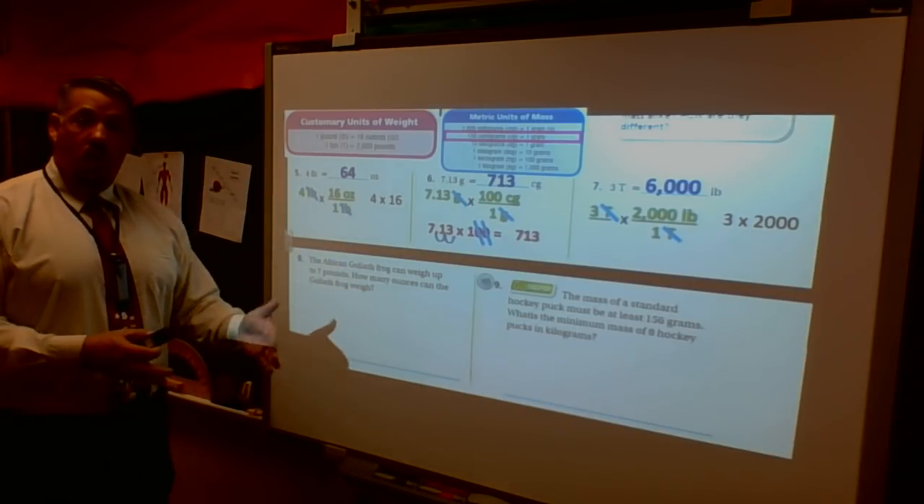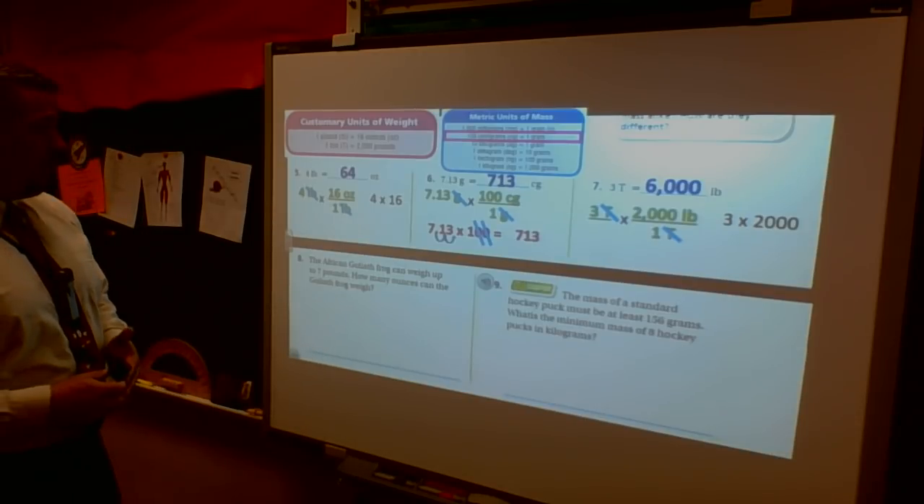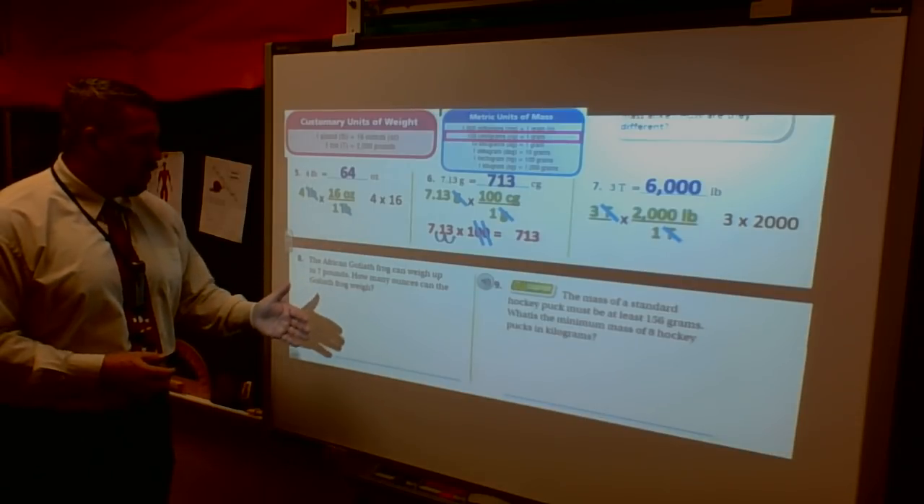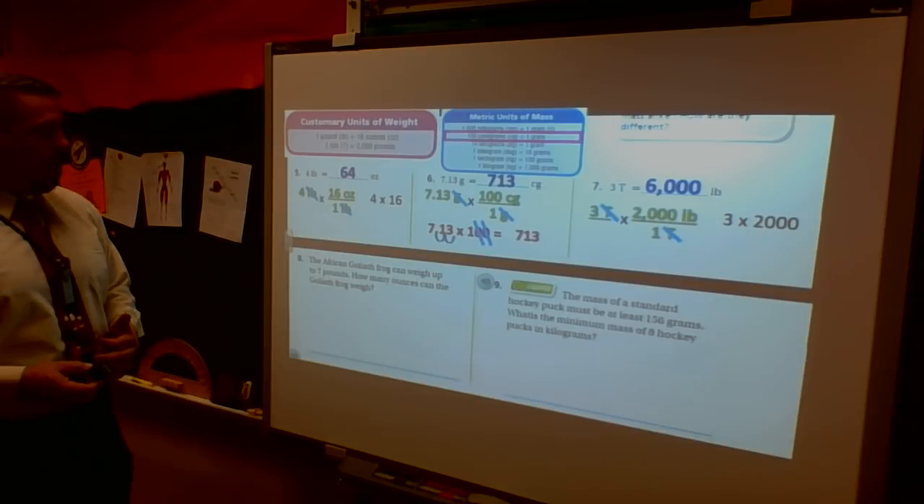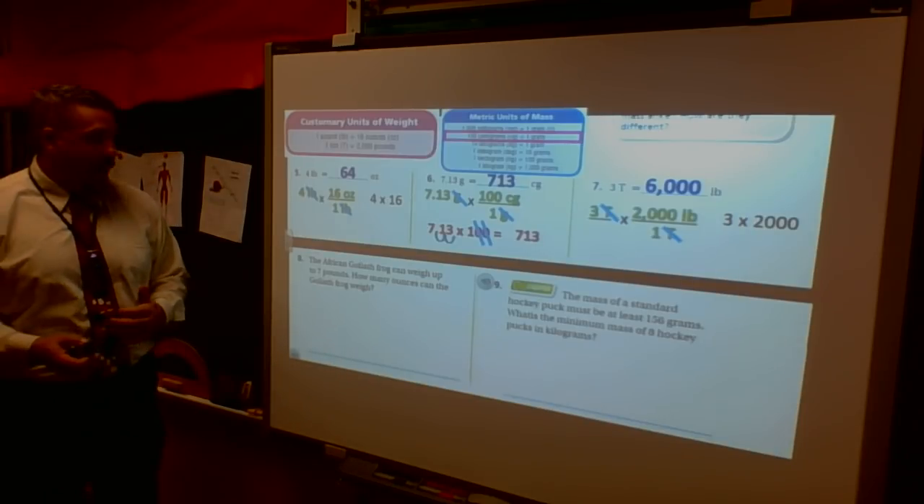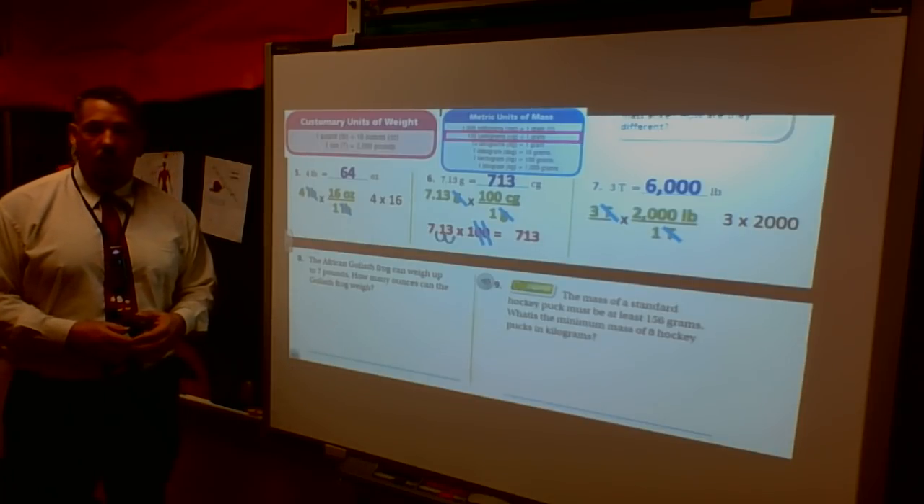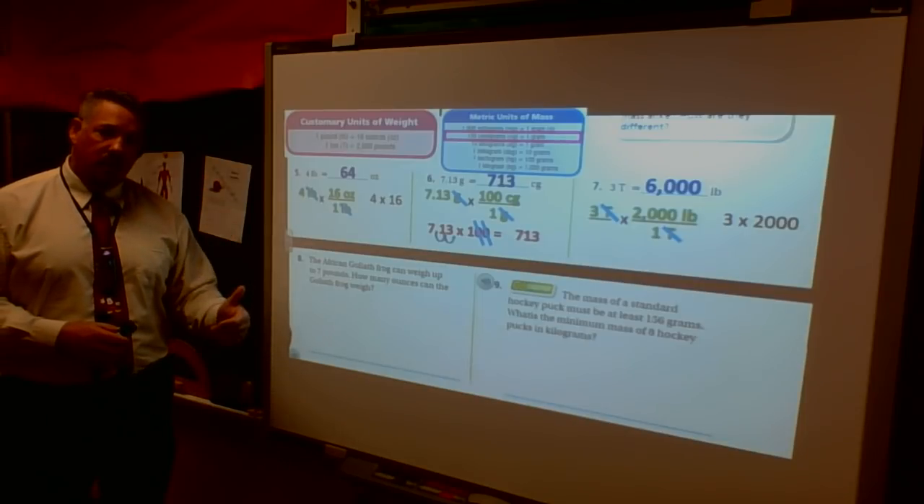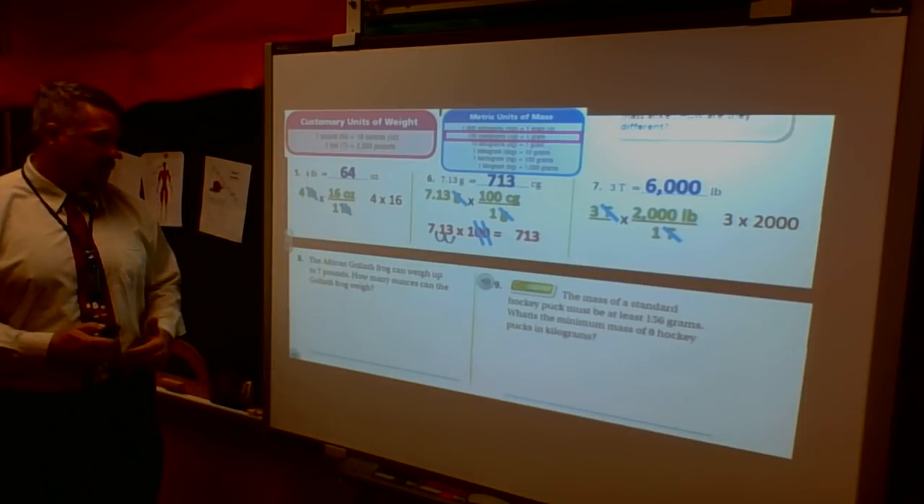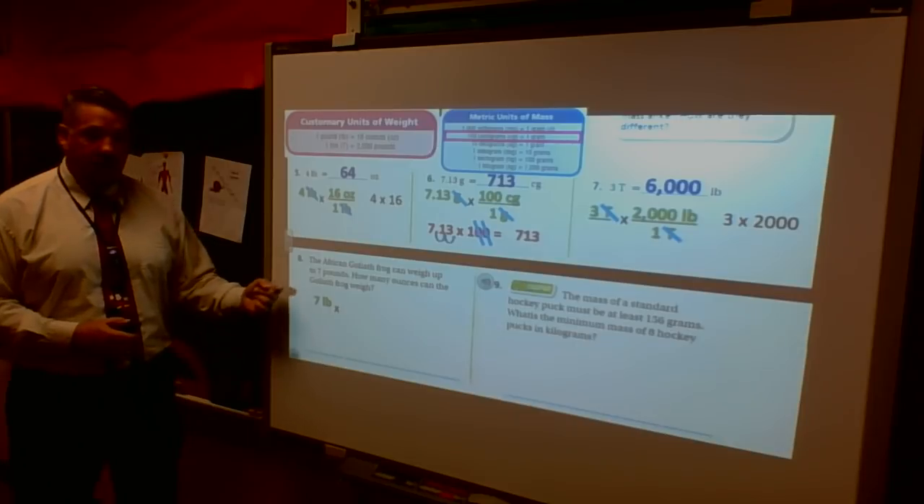Now 8 and 9, story problems, like you're going to see at the bottom of your homework assignment. The African Goliath frog can weigh up to 7 pounds. How many ounces can the Goliath frog weigh? So what am I starting with? What am I going to in my setup? I'm starting with 7 pounds.